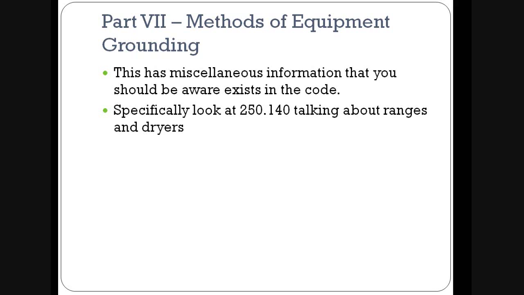Then as we move to Part 7, on methods of equipment grounding, there's a lot of miscellaneous information in here. One that you'll probably deal with is 250.140, which specifically talks about grounding ranges and dryers, and so you'll probably have an opportunity at some point to deal with putting on a range or dryer cord in an older system or in a newer system.